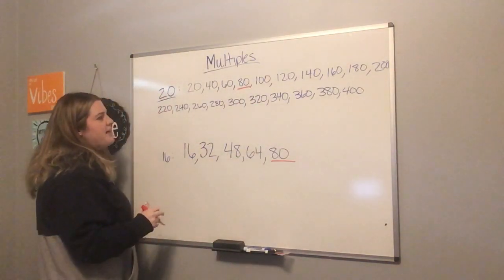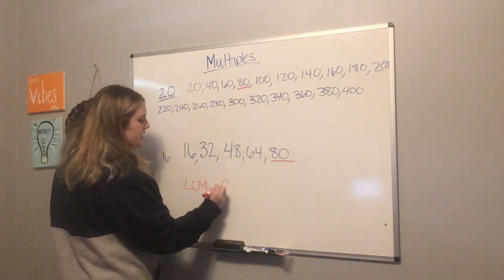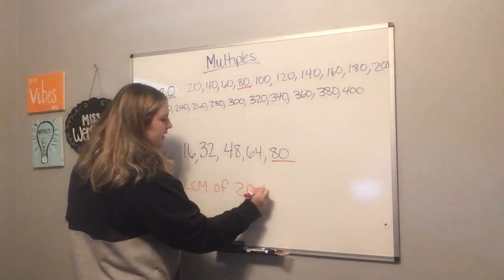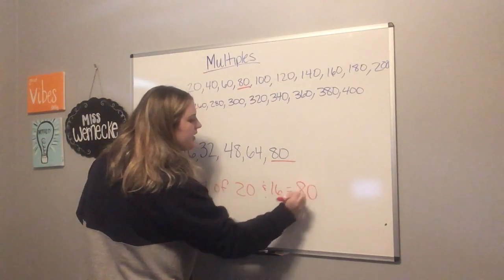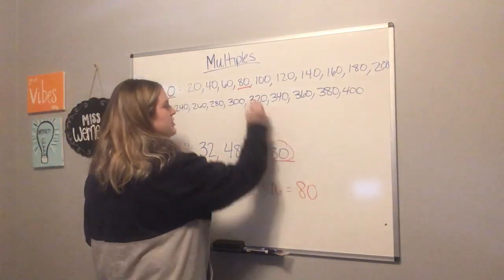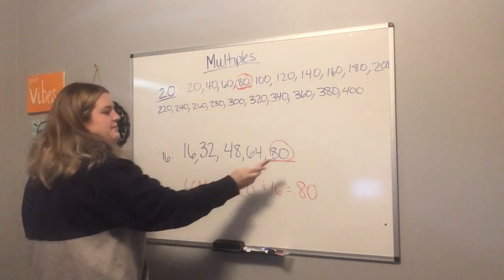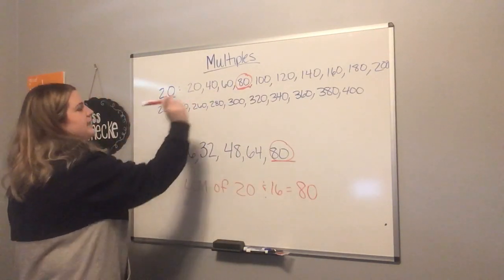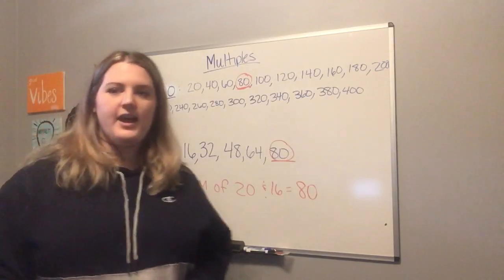So, the least common multiple, the LCM of 20 and 16 equals 80. That's where they both met for the first time. That's where they share the lowest multiple. 16 times 5 is 80. 20 times 4 is 80. That's least common multiple. I hope this helps.